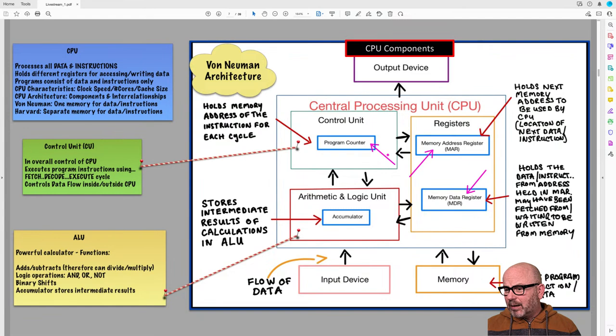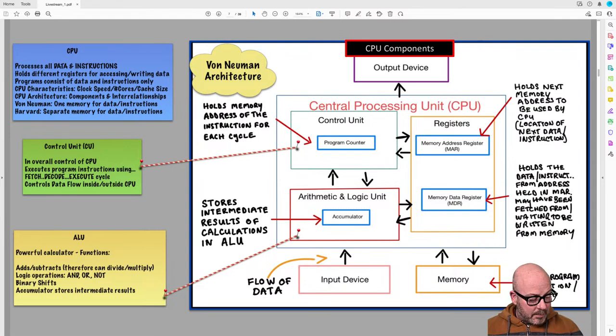Let's do the program counter first of all. It holds the memory address of each instruction in the cycle. And it actually holds the next memory address. So that's this bit here, okay? So it is literally pointing at the next instruction that needs to happen. Because when you run a program, the instructions are happening in a certain order. So the next instruction is going to be fetched and decoded and executed. It's fetched, the PC is pointing to it, and then it gets decoded and executed, right? So that is that one.